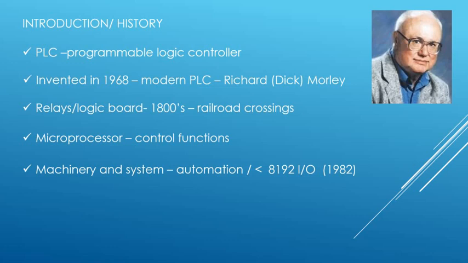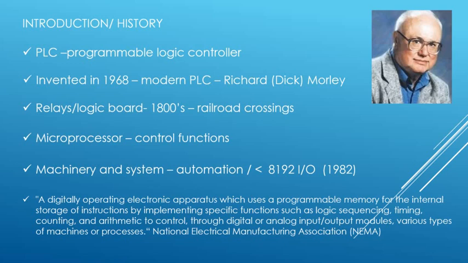In 1982, there was a PLC with I/O up to 8,192 I/Os. That was a lot of inputs and outputs. Many people give different definitions to PLCs. The one from NEMA, the National Electrical Manufacturers Association, called a PLC a digitally operating electronic apparatus which uses a programmable memory for internal storage of instructions, or internal storage of ladder logic programs, or it could be different kinds of programs as well. And by implementing that, it helps you to do specific functions such as logic sequencing, timing, counting, arithmetic control. It could be addition or subtraction through digital or analog input and output modules. That will help you to control various types of machines and processes.